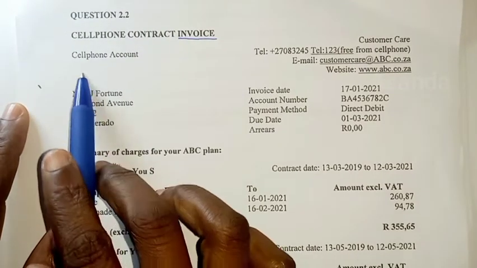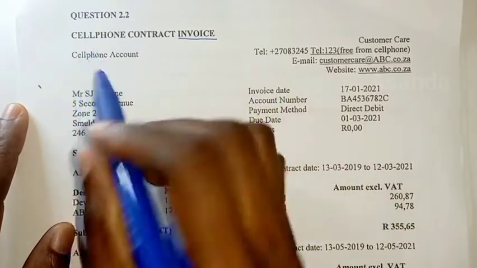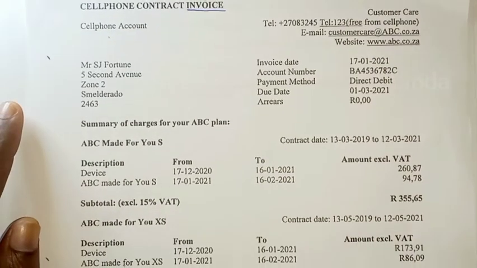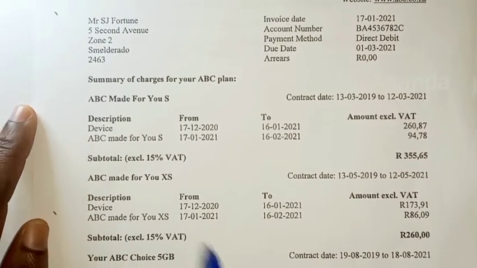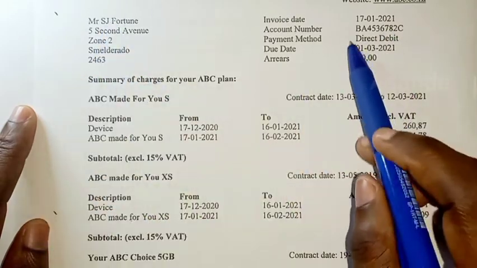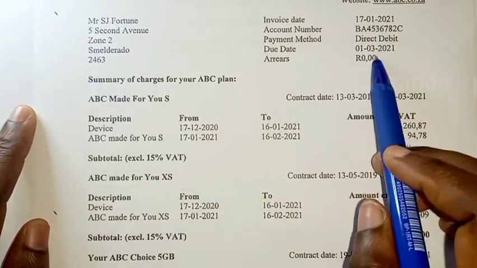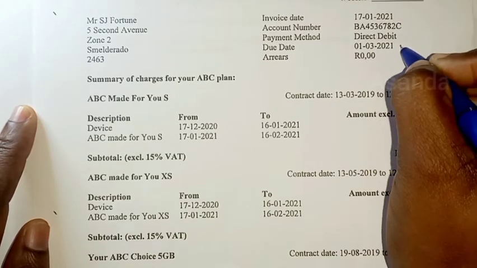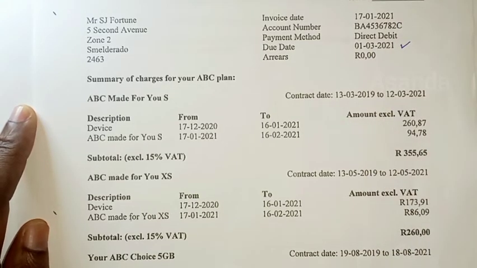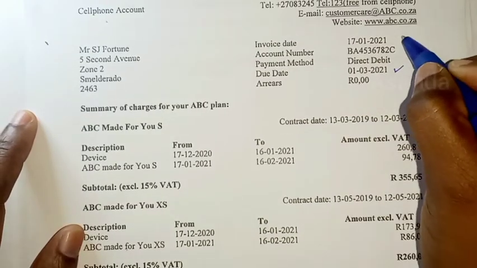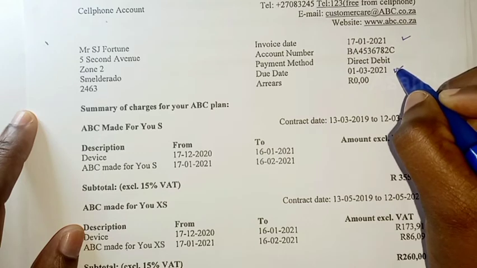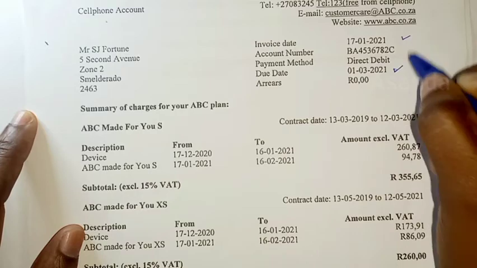And then we have the cell phone contract account. This is a cell phone account, and it's for Mr. SJ Fortune, and there's the date and other details and a due date. So now the due date says the amount that needs to be paid must be paid by this date. So this is the day the invoice was issued, and this is the due date. So don't confuse the two.